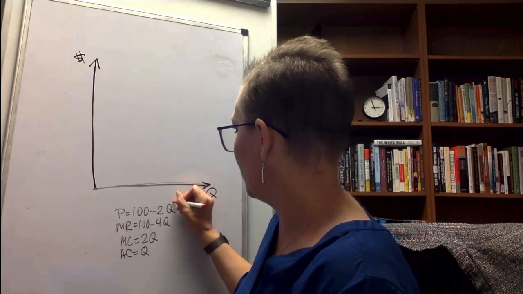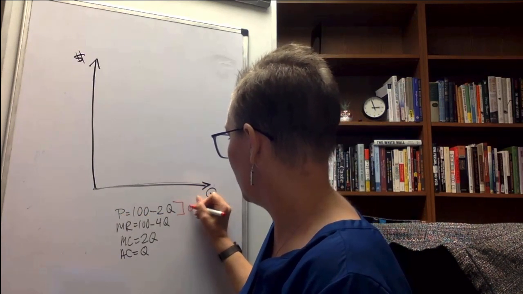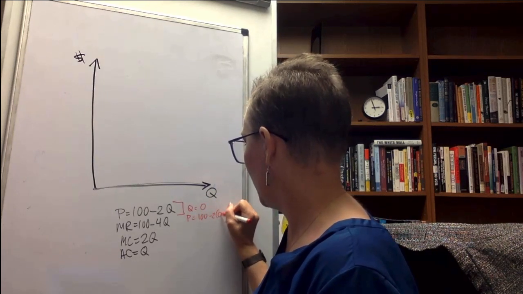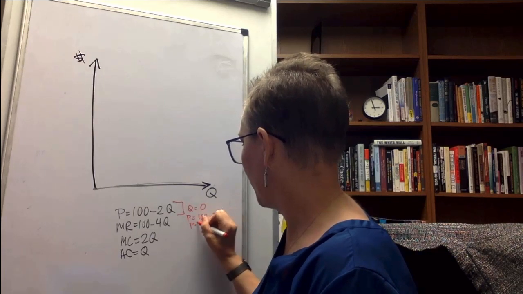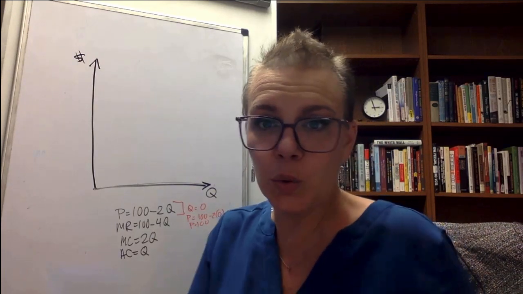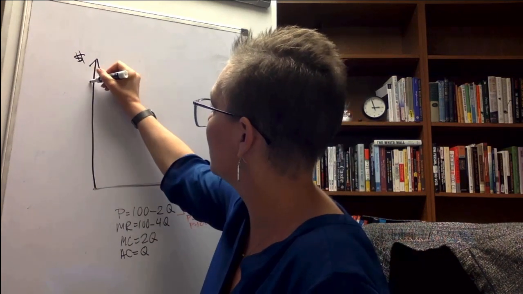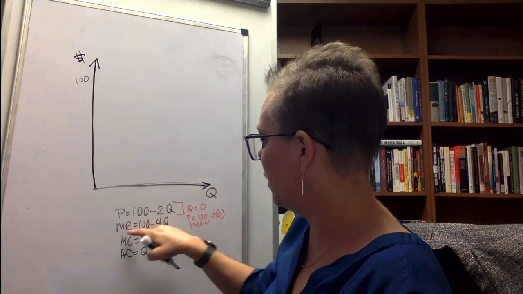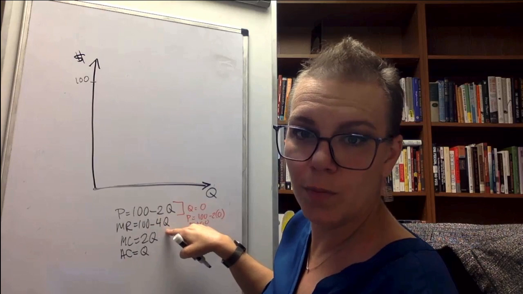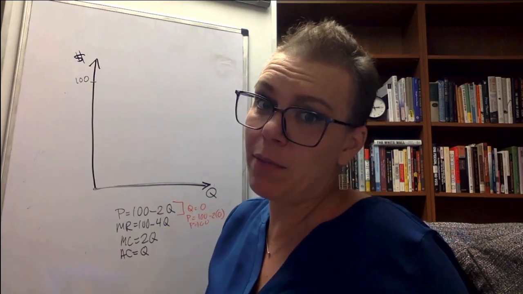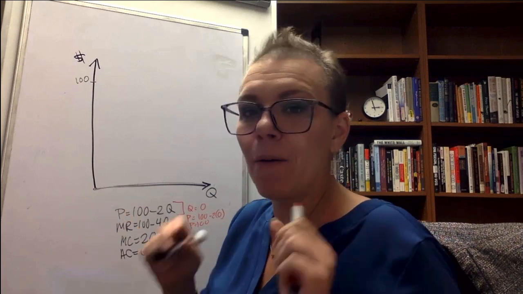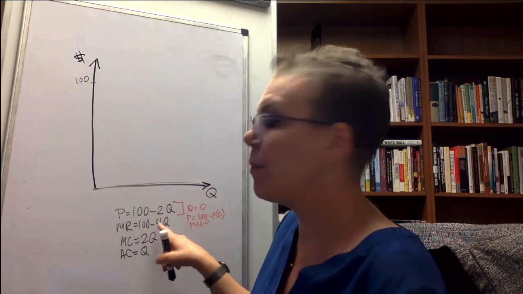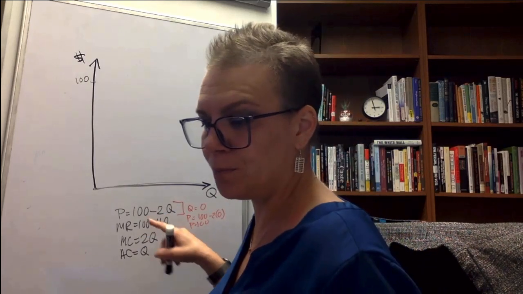For the demand curve, if Q is equal to 0, then P equals 100 minus 2 times 0, or P equals 100. So when Q is 0, P is 100. Same is going to be true for the marginal revenue curve. Marginal revenue is going to be equal to 100 minus 4 times 0, which is 100. And that makes sense. The marginal revenue curve and the demand curve come out of that same point on the price line. The difference is the slopes. The slope of the demand curve is going to be -2. The slope of the marginal revenue curve is going to be -4.